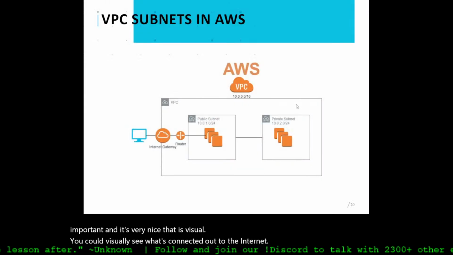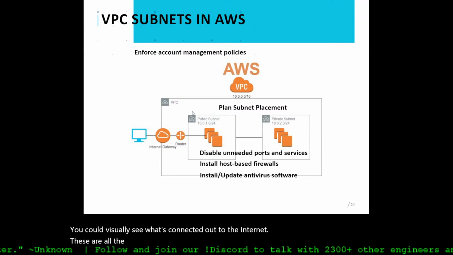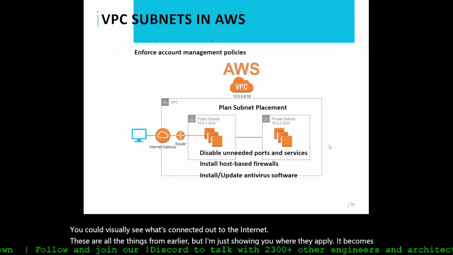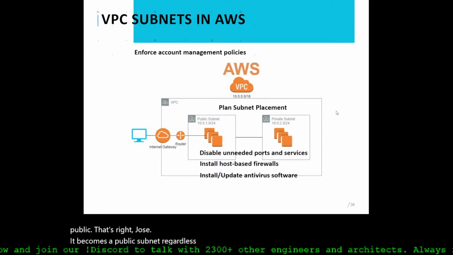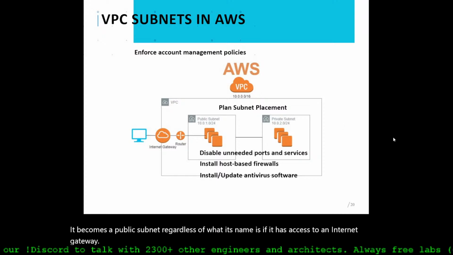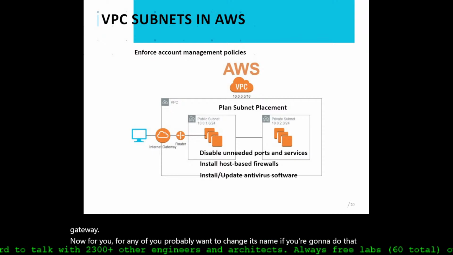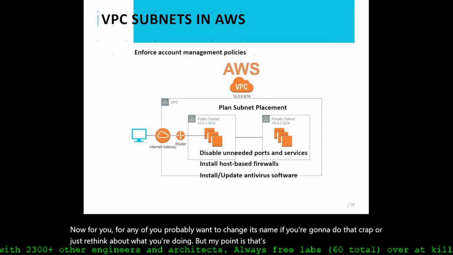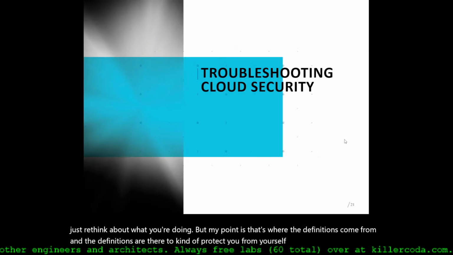All right. These are all the things from earlier, but I'm just showing you where they apply. It becomes public. That's right, Jose. It becomes a public subnet regardless of what its name is, if it has access to an internet gateway. Now, you probably want to change its name if you're going to do that, or just rethink what you're doing. But my point is that's where the definitions come from, and the definitions are there to kind of protect you from yourself. So, all right, troubleshooting cloud security.